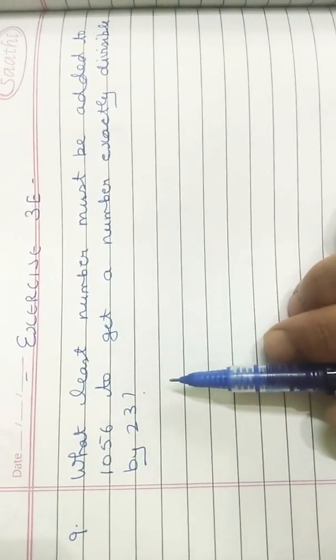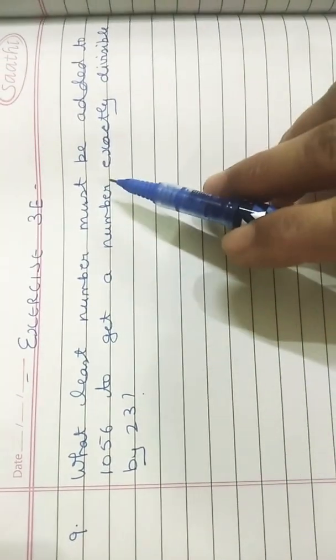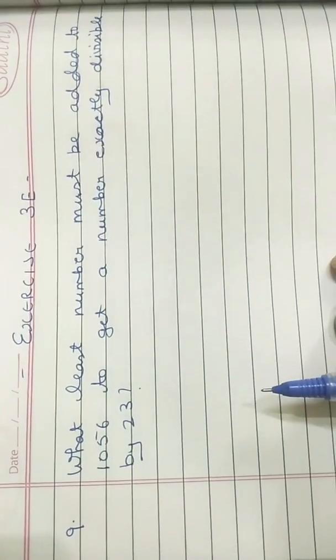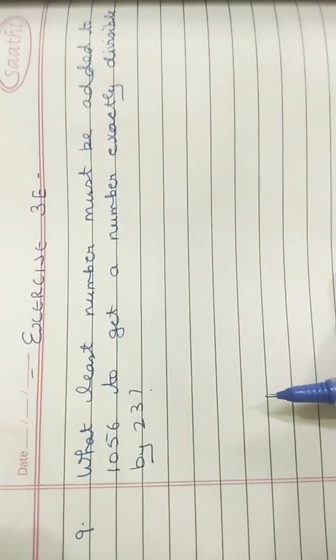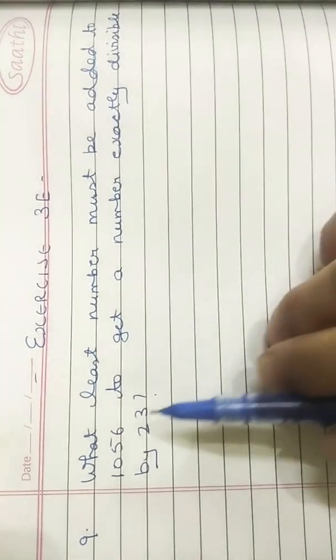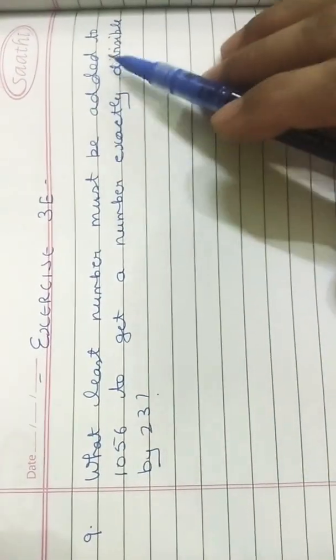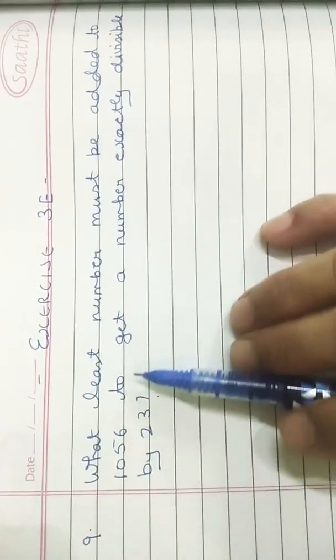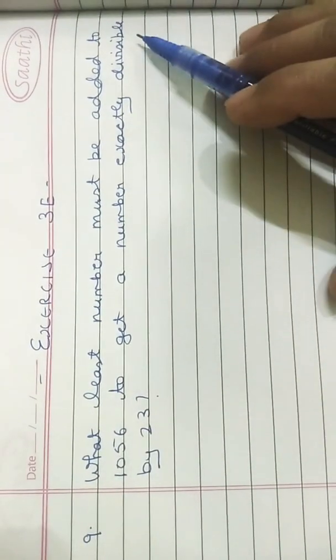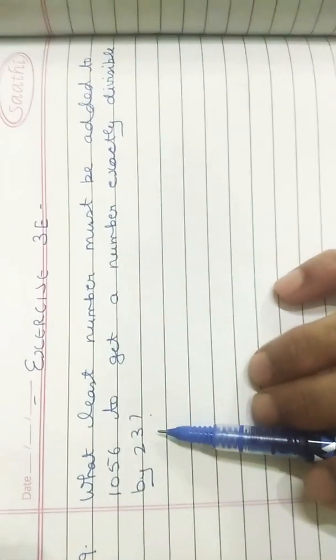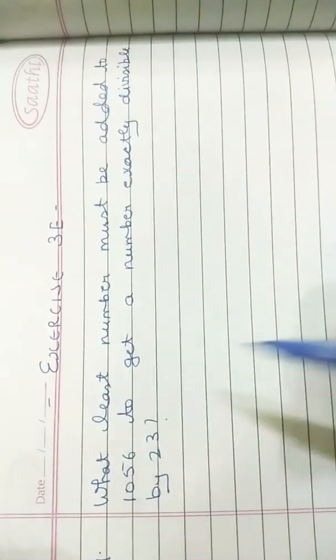Students, today we will do exercise 3 from question number 9. From question number 1 to 8 you have done yesterday. Now let's start question number 9. What least number must be added to 1056 to get a number exactly divisible by 23? To find the least number, first of all we will divide 1056 by 23.